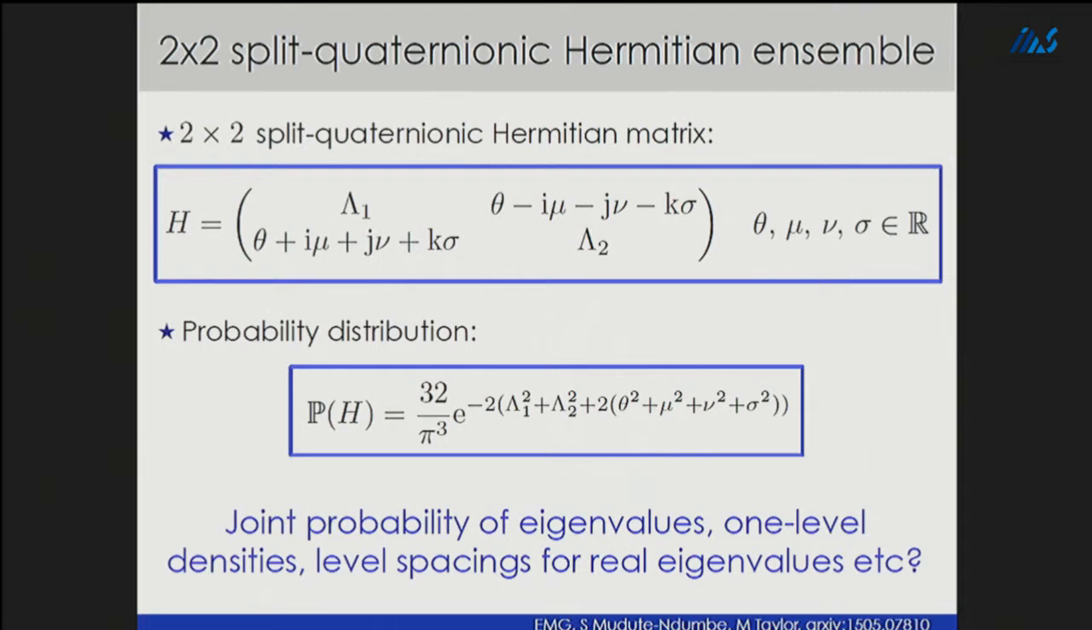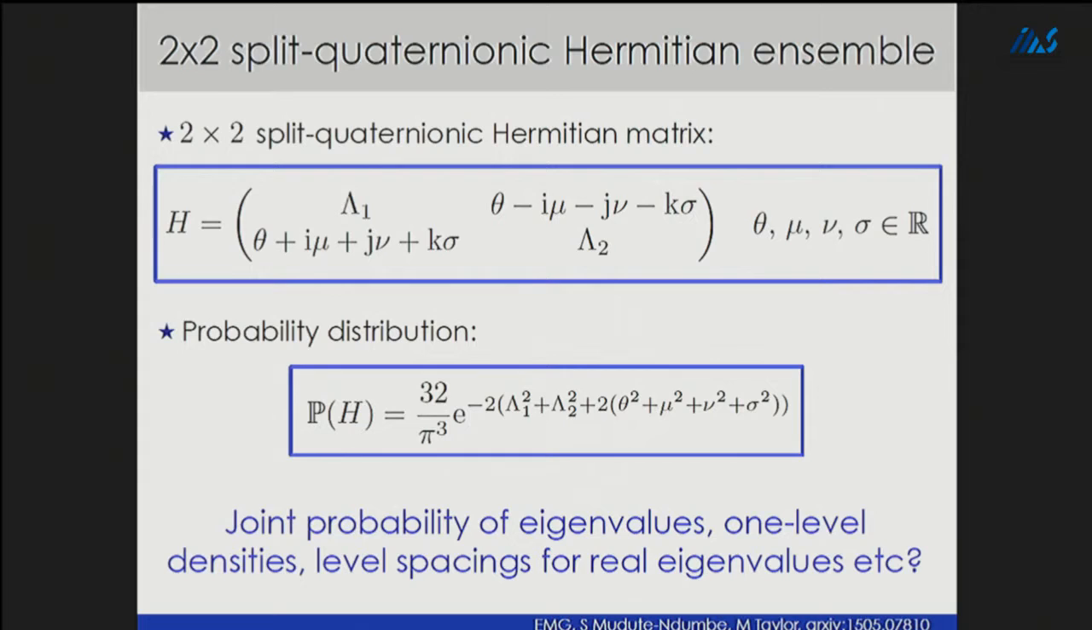As I said, in this one here, we just take the pedestrian approach. So what we do is, we take these parameters, lambda 1, lambda 2, theta, mu, nu, and sigma. But of course, because it's a 2 by 2 matrix problem, or 4 by 4 if we go to the other thing, we can explicitly calculate the eigenvalues as a function of these parameters. And it's just the normal square root type functions you get. So what we do then is we do a transformation from lambda 1, lambda 2, theta, mu, nu, and sigma to our eigenvalues, theta, mu, nu, and sigma. And then we integrate out theta, mu, nu, and sigma because we're not interested in them.